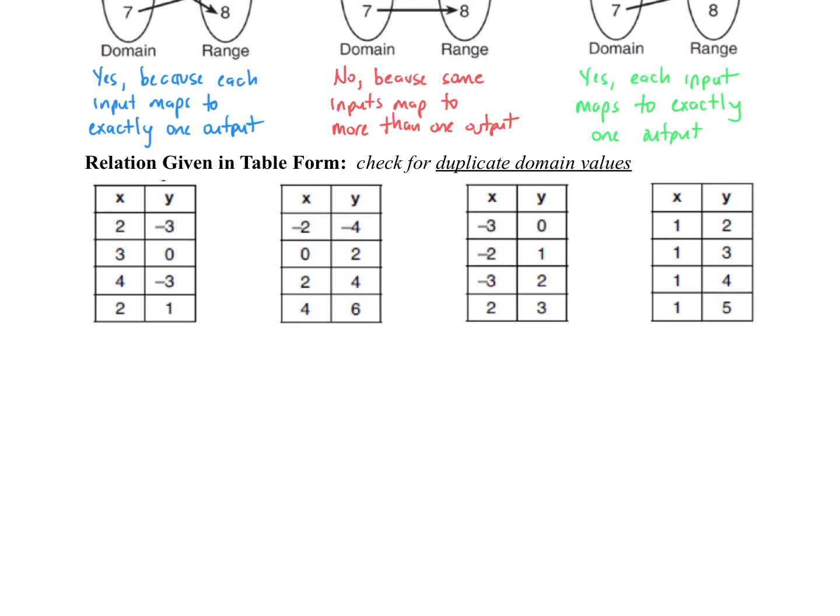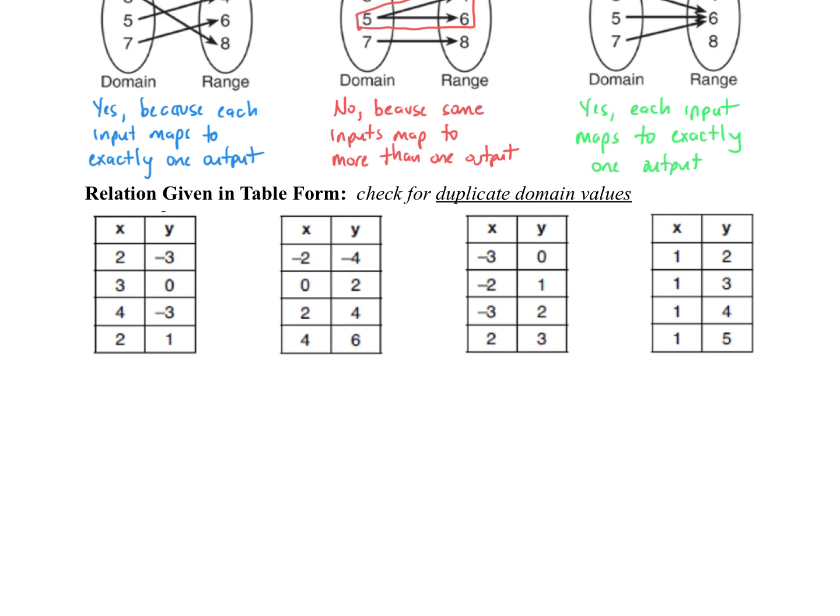So then in table form, it's the same basic idea, but this time we're basically looking for repeat x values. So like right here, we notice this is not a function because the input of 2 maps to more than one output. Here, I don't have any repeat x values, so that means every input has exactly one output. Here, again, -3 has more than one output. So that's a no-go. So this one would be no, yes, no.